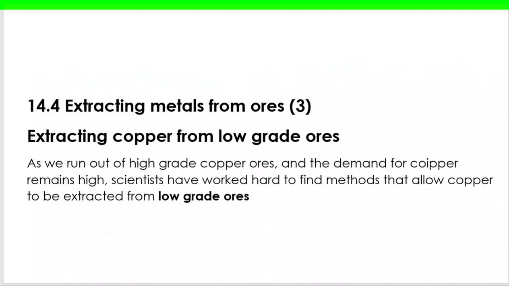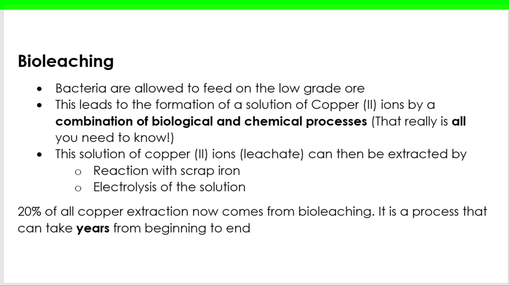We're going to move on and we're going to look at extracting copper from low-grade ores now. And we have to do that because we're running out of higher-grade copper ores. So we need to go for the ones that contain less. The first one we're going to look at is bioleaching. We allow bacteria to feed on the low-grade ore. Through a series of biological and chemical processes, you don't need to know any more than that, we make a solution of copper 2 ions, and we can then extract it by reacting with scrap iron, we saw the details of that earlier, or we can electrolyse it.